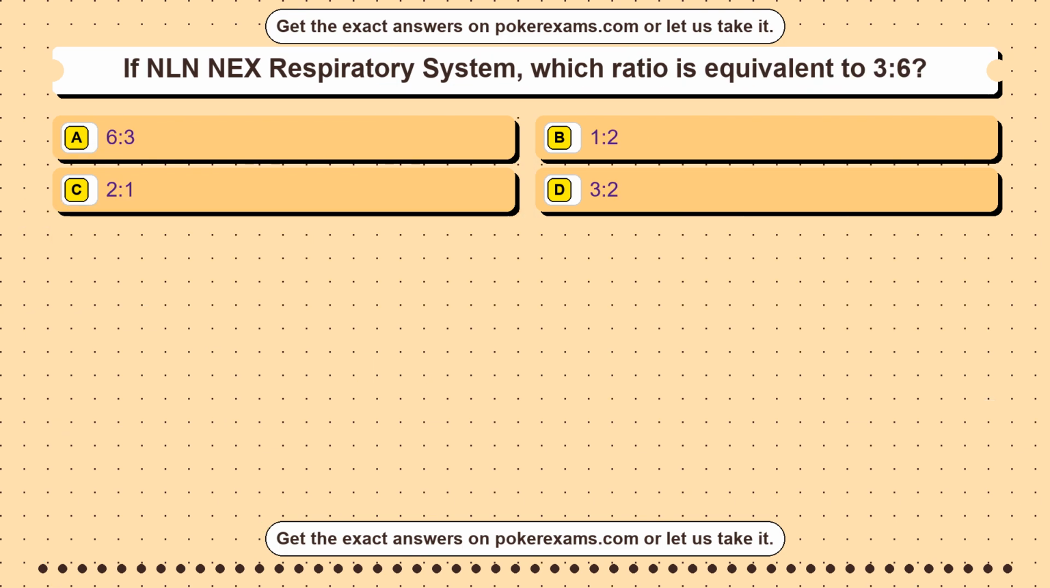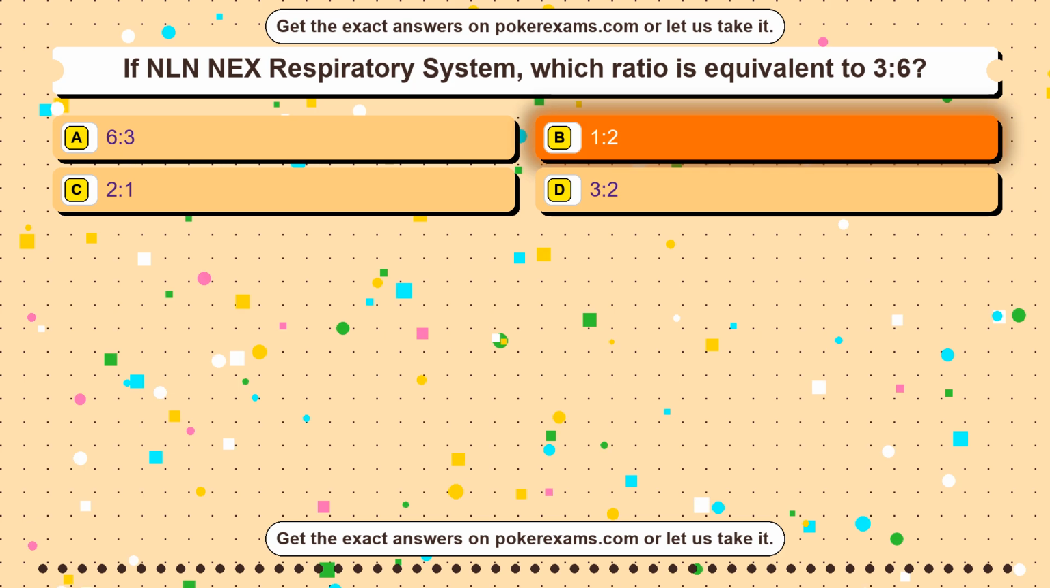Question 20. If GED reading comprehension practice, which slope is shown by rise 6 and run 3? Option A 9. Option B 2. Option C 3. Option D 6. The correct answer is option B.